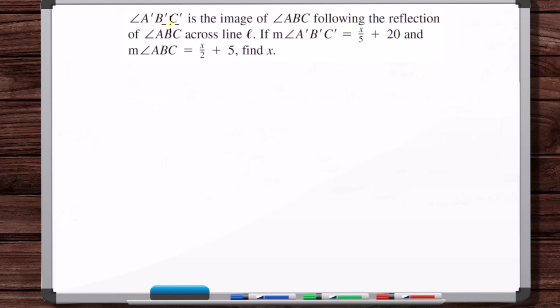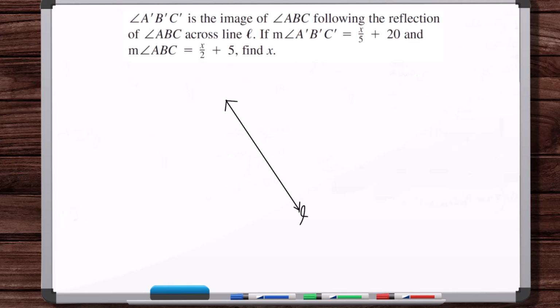Angle A prime, B prime, C prime is the image of angle ABC following the reflection of angle ABC across line L. If the measure of angle A prime, B prime, C prime is given by this expression of x, and the measure of angle ABC is given by this expression of x, find x. This is interesting. Let's try and make this general. So I'm going to put some slanted line here. There's line L.